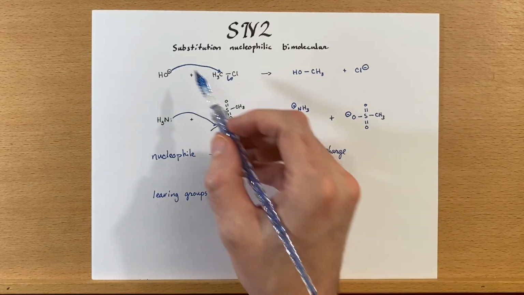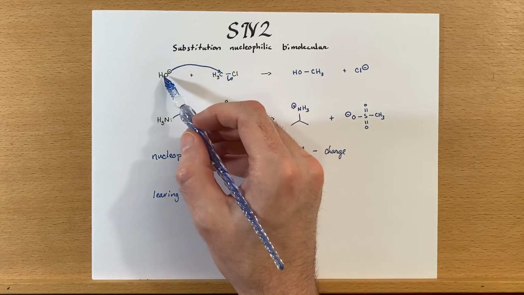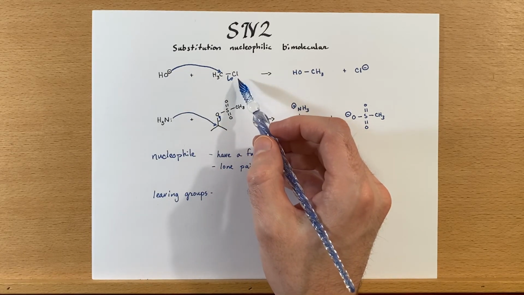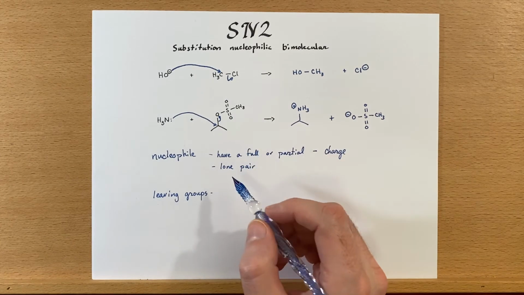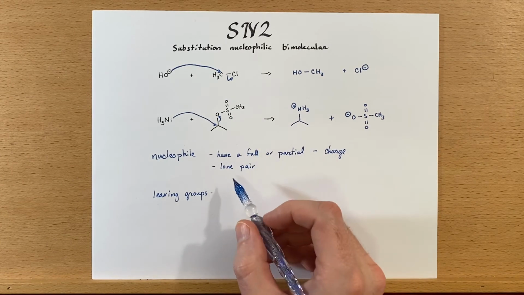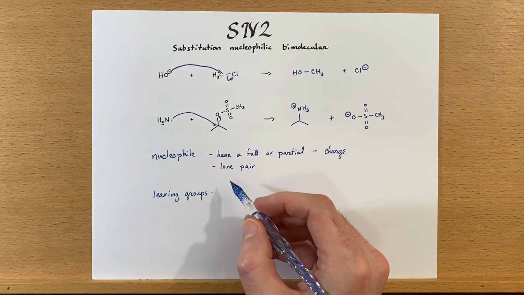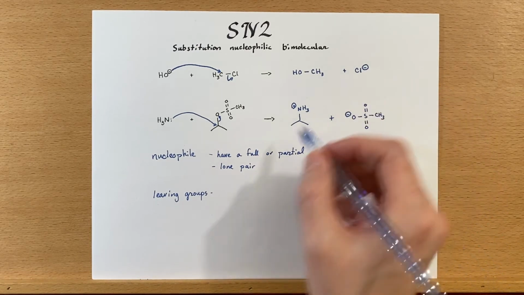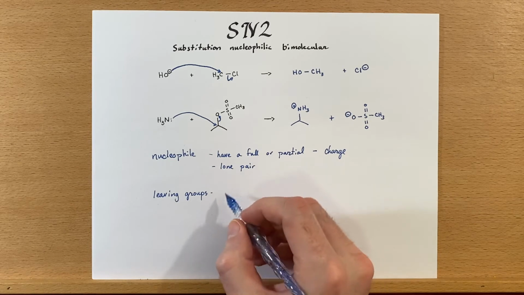And this has to happen all simultaneously. So this will come in and this chloride will be leaving. So what we like in a leaving group is that they're able to stabilize the negative charge that gets left on it.